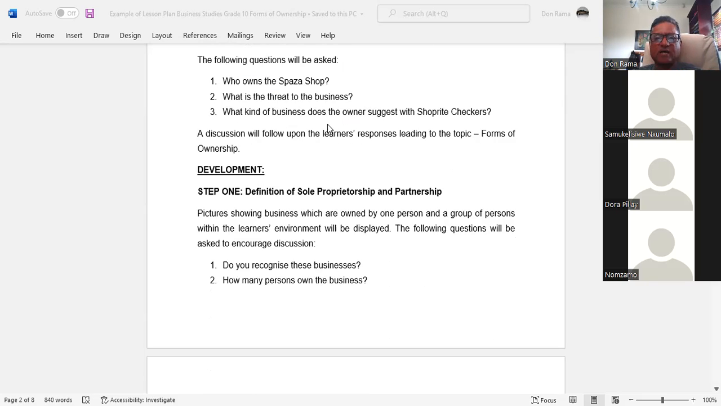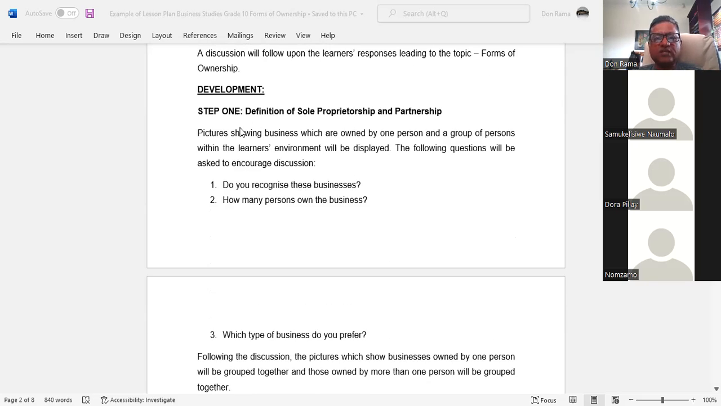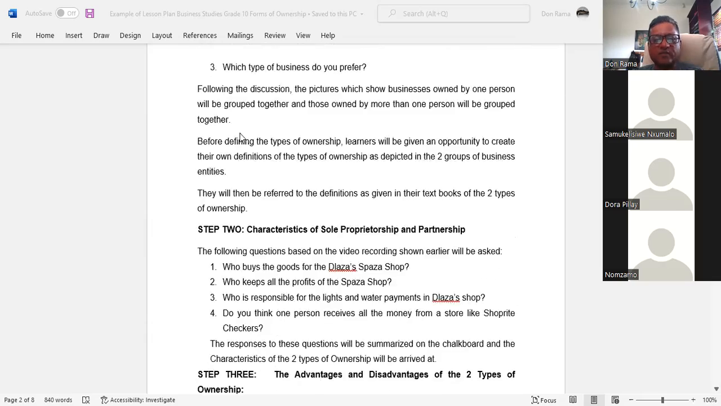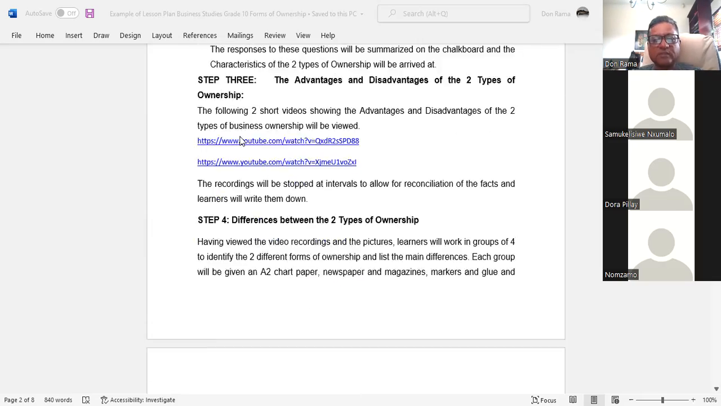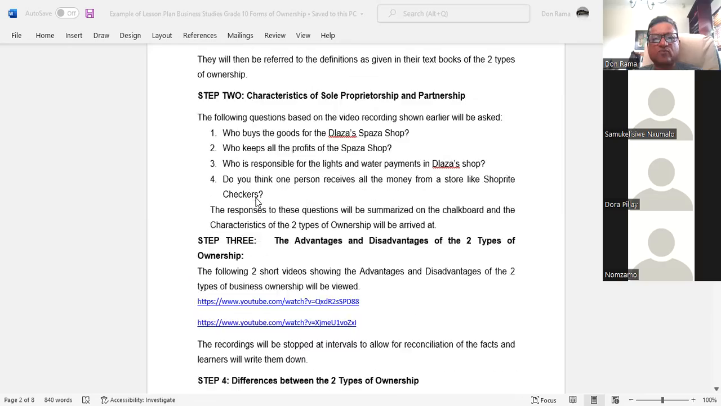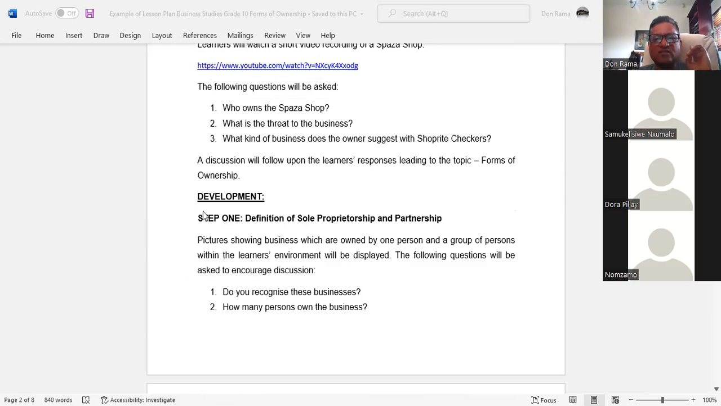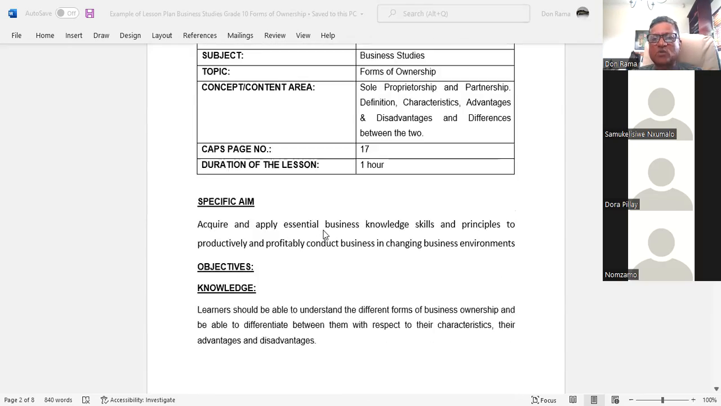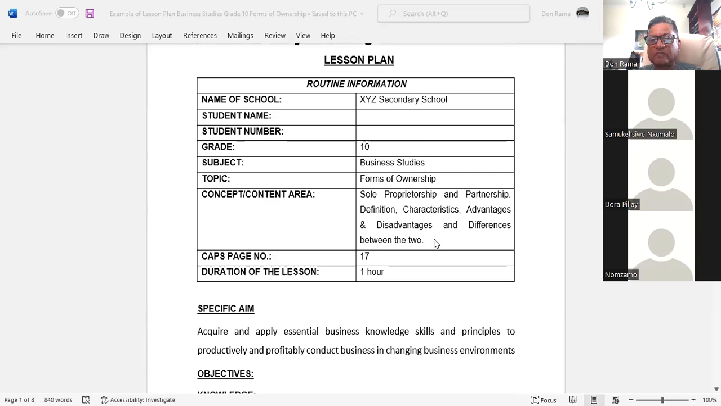In the development part of the lesson, you would notice that we have written in steps, step 1, step 2, step 3, step 4, right up to step 4. Now, where do I get these steps? So I go back to what I wrote here in my table.